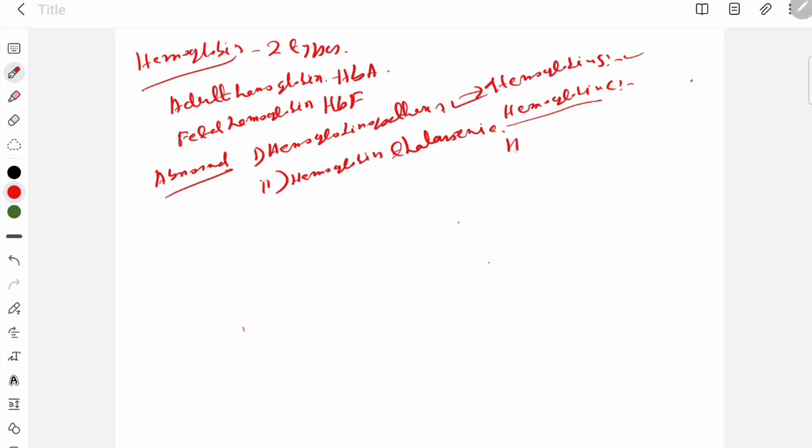Next is hemoglobin E, where the beta chains are abnormal. It is present in people with hemoglobin E disease, which is characterized by mild hemolytic anemia and splenomegaly.